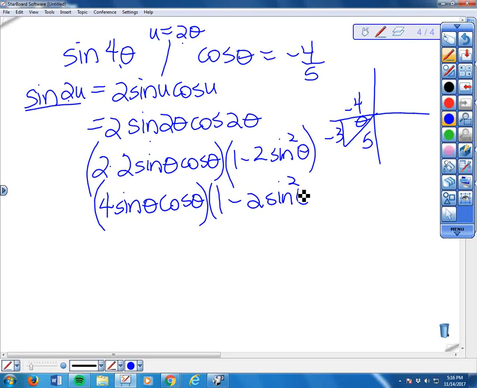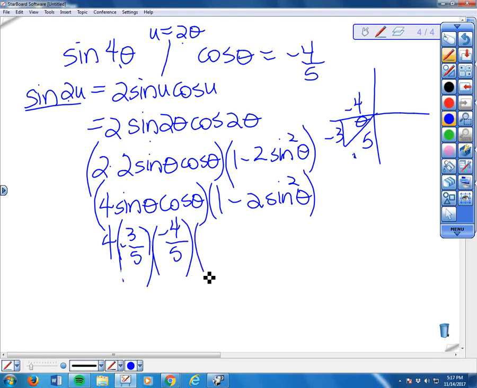I could go ahead and FOIL everything or distribute, but I think at this point I know what sine and cosine of theta are from this triangle, so I'm just going to fill it in. I think it'll be simpler to multiply these once I have numbers. So sine theta is negative 3/5. Cosine theta is negative 4/5. And then I have 1 minus 2 sine squared theta. Well, if sine theta is negative 3/5, 2 sine squared theta is 18/25.